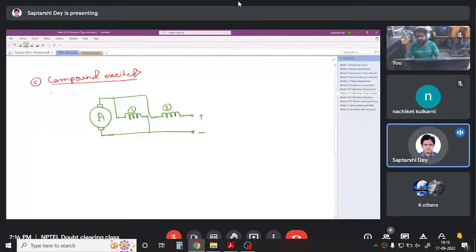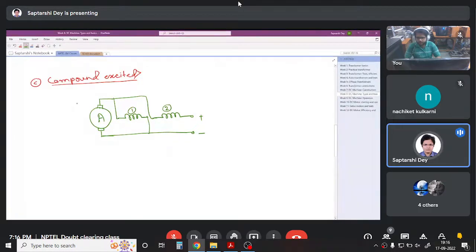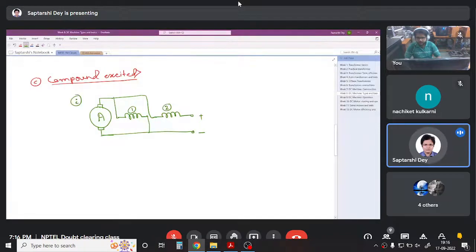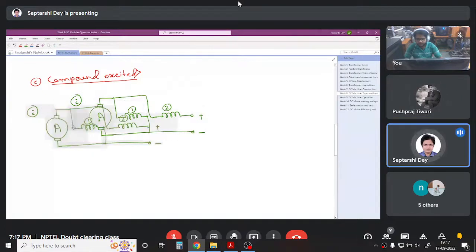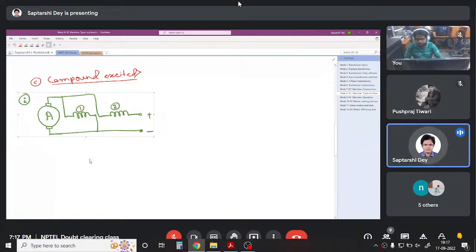Can you tell me another way with which we can do compound? Is there another option of doing compound excited? Short compound and long compound. Yeah, so short compound and long compound. So what kind of compound is this? Is it short shunt or long shunt?